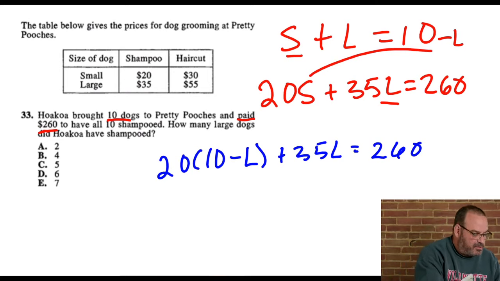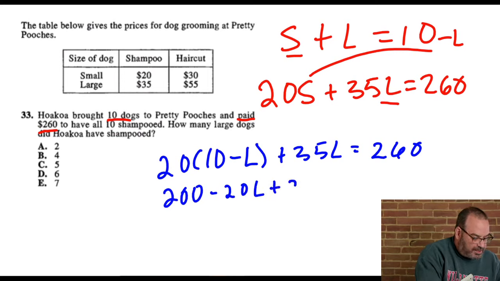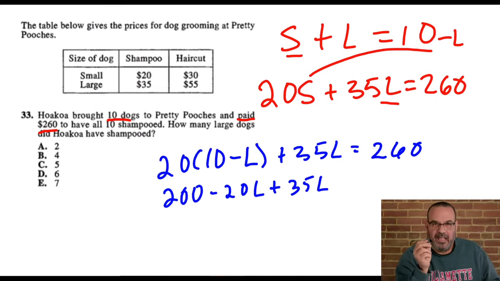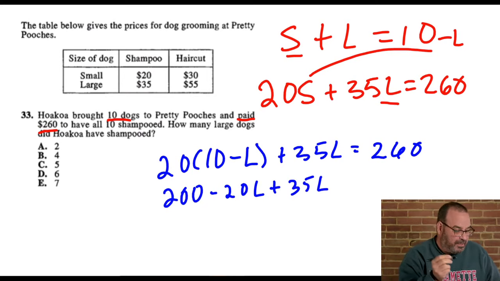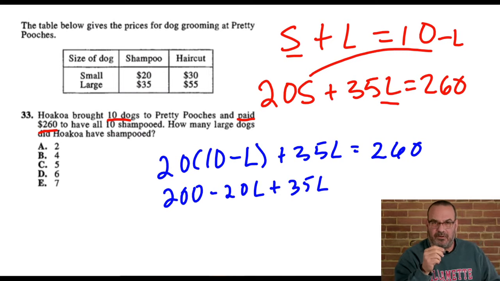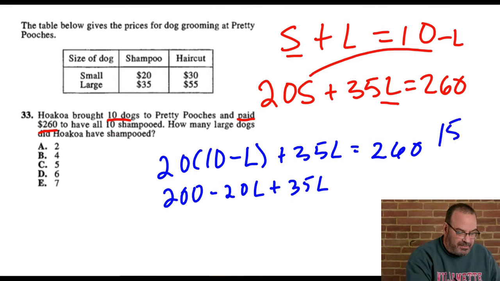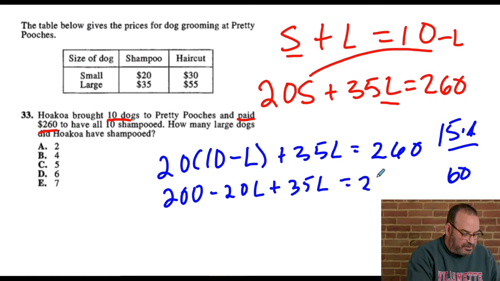Let's distribute this 20 and get 200 minus 20 large plus 35 large. Oh, we're getting to 15. Stop right here. I haven't solved this problem. I saved it for tonight. This is going to be 60 divided by 15, which is 4. They love this. I pointed this out earlier this week. No, 15 times 4 is equal to 60. This equals 260.